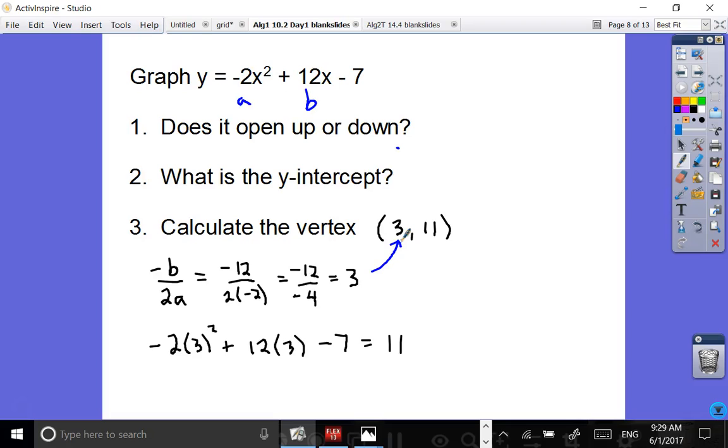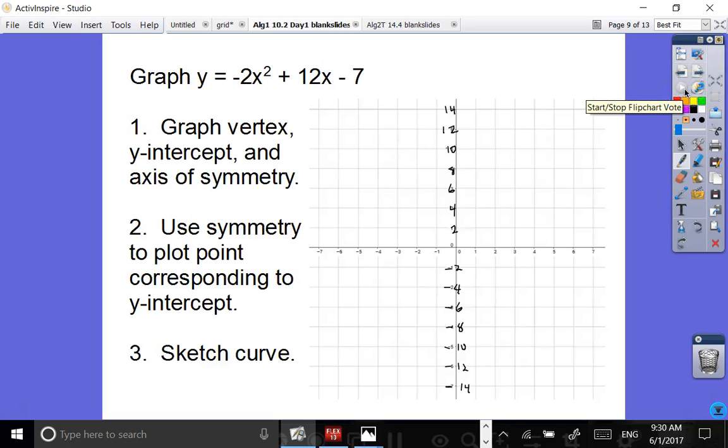Now, how do you find the y-coordinate? You go back up into this equation and put a 3 there, put a 3 there, and calculate, which is what I'm doing here: -2 times 3 squared plus 12 times 3 minus 7 equals 11. So that's the y-coordinate. Now we know this is a parabola that opens down, and the vertex is 3, 11. So I should go to 3, 11, which will put it about right here.